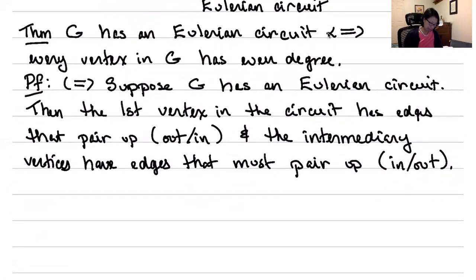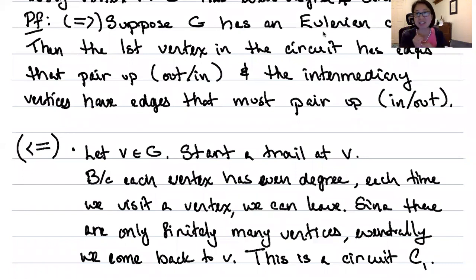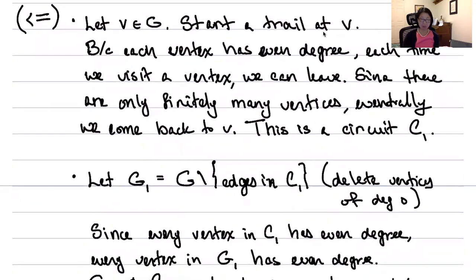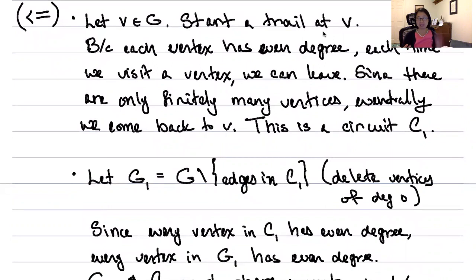Okay, all right, and now let's try the other direction of the proof. This one's more involved, so I've written it out and then I'll explain it. We'll go over it now and then I'll do an example. For the other direction, suppose G is connected and every vertex has even degree. I'm going to start at an arbitrary vertex V, and construct a circuit that's Eulerian, that uses every single edge and starts and ends at that vertex V.